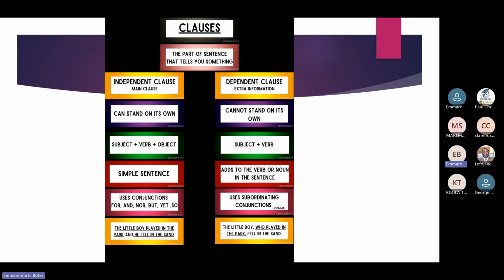If we just take that out and we leave out the rest of the information and we say, who played in the park? It's not a question, it's a statement. Then it won't make sense because we need more information. Thus, we know that that will be the dependent clause. And with this added information, it combines the independent and the dependent clause.